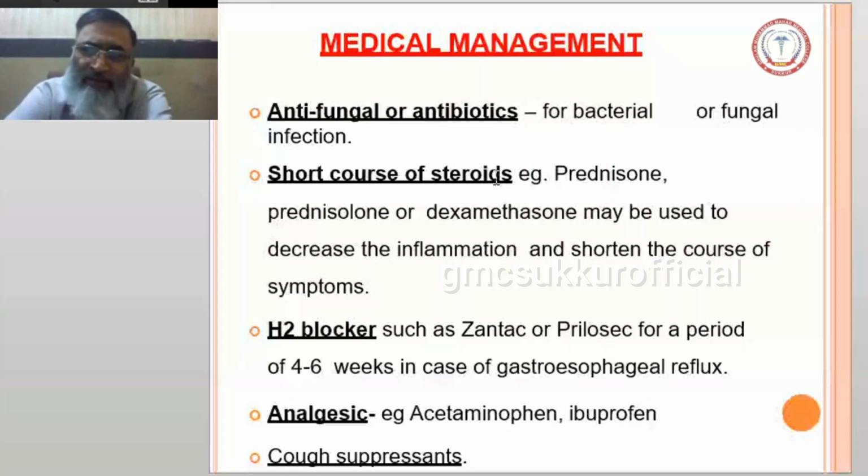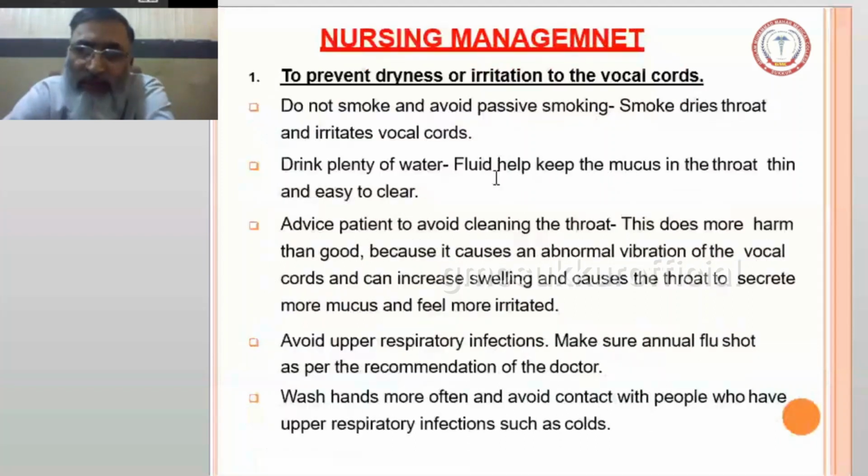Do not smoke and avoid passive smoking. Smoke dries the throat and irritates the vocal cords. Then drink plenty of water. Advise the patient to avoid clearing the throat. This does more harm than good because it causes an abnormal vibration of the vocal cords, increases the swelling, and causes the throat to secrete more mucus and feel more irritated. If you go for hacking frequently, that causes abnormal vibration of the vocal cords.